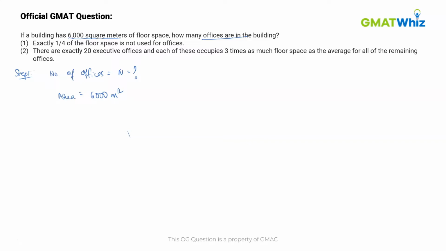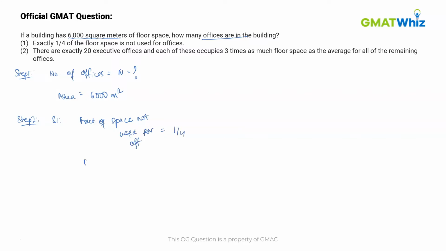We move on to step 2. Now in step 2 we analyze statement 1 first. So statement 1 tells us exactly 1/4 of the floor space is not used for offices. So the fraction of space which is not used for offices is equal to 1/4.